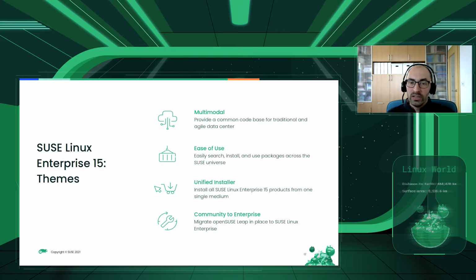The product should be easy to use, so you should be able to easily find stuff, search for packages, search for software, install it, use packages across the products, across different offerings. There is a unified installer, so we are able to install all SUSE Enterprise 15 products from one media. And the community and enterprise collaboration is really key for us. And I will talk about the details later, but it's really one of the milestones and building blocks which we built up.